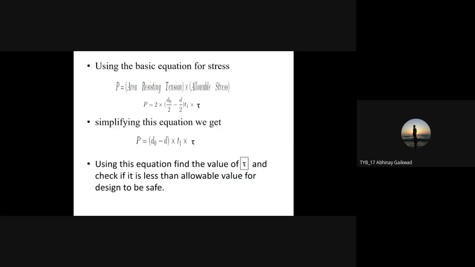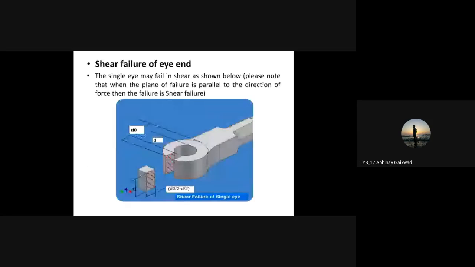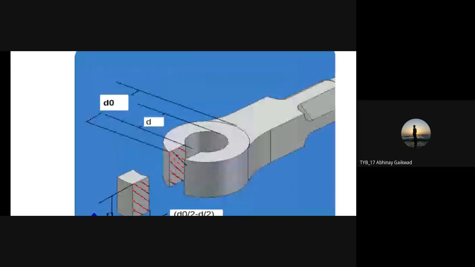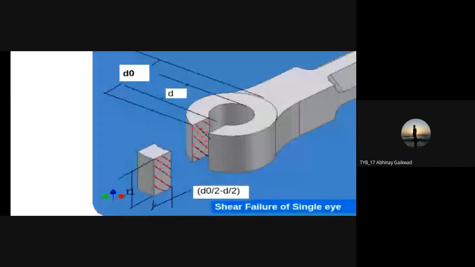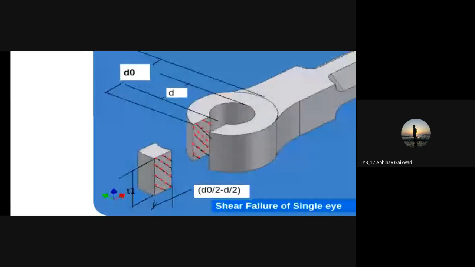The area which is resisting the shear is nothing but the area which has been shown in this diagram by the hatching lines. Okay, and shear is not occurring on one side, it is occurring on both sides. So while we are going to calculate the area, we have to take both side areas that are going to be cut out, and then we have to multiply by the dimensions.